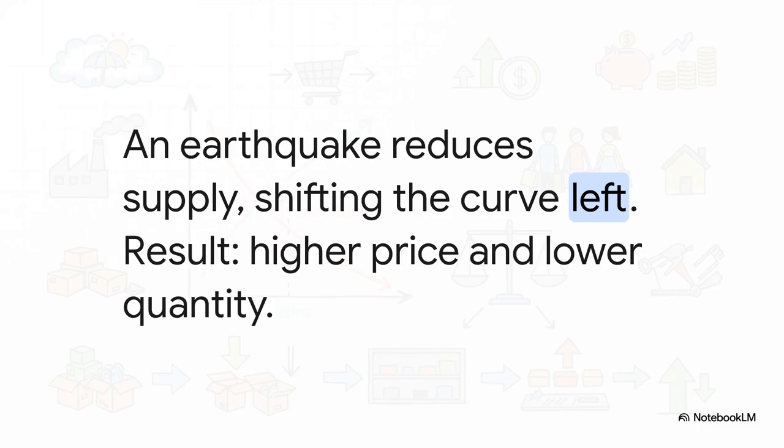Now for a different one. An earthquake hits and destroys a bunch of ice cream factories. Step 1, this affects the seller's ability to produce, so it's a supply issue. Step 2, there's less ice cream to go around, so the supply curve shifts to the left. And Step 3, the new equilibrium shows a higher price, but a lower quantity sold. It makes total sense, right? The ice cream that's left becomes more valuable.